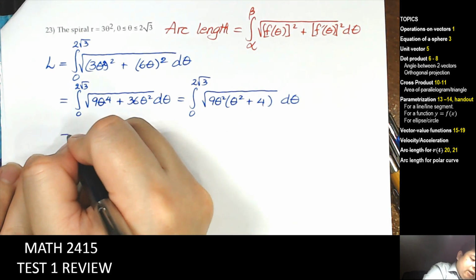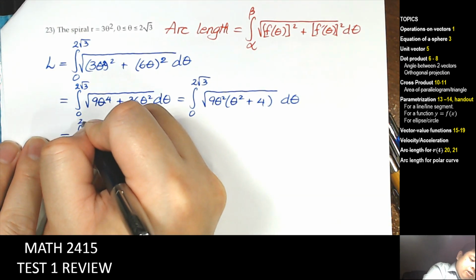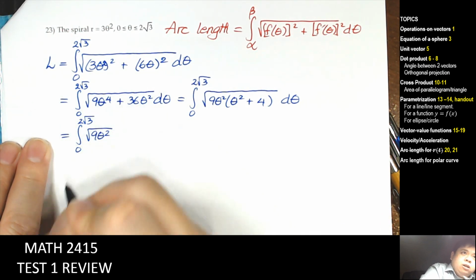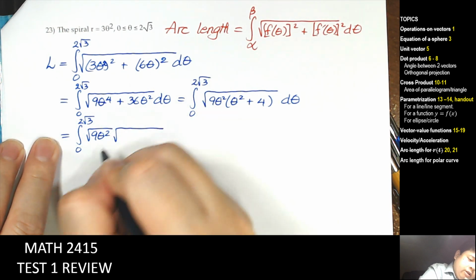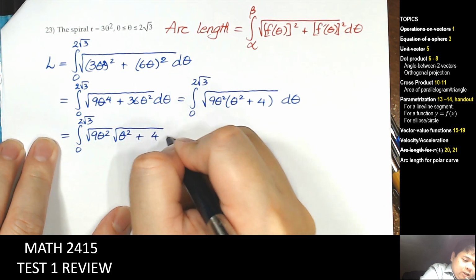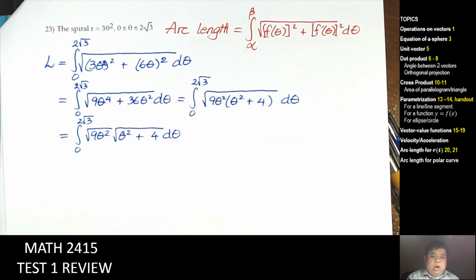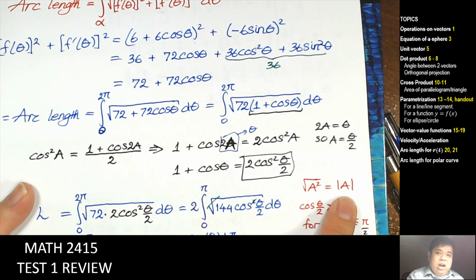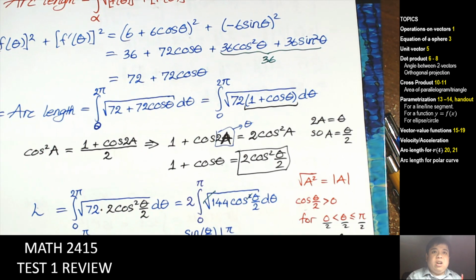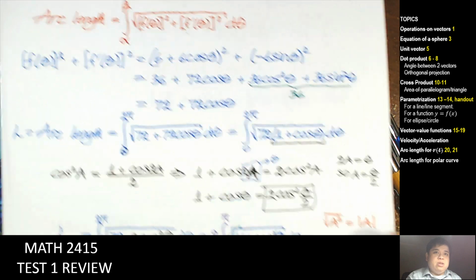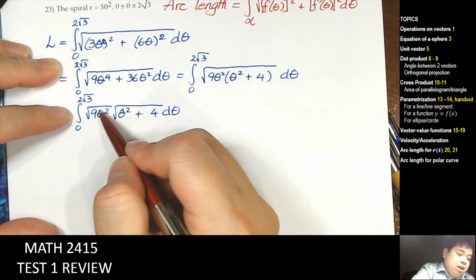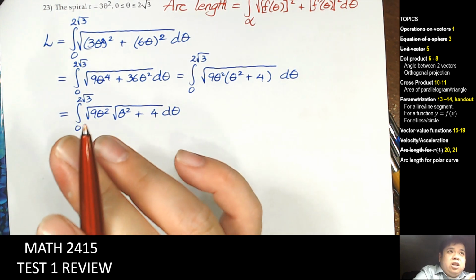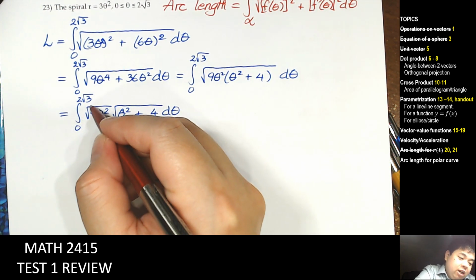Right. We have square root of 9 theta square and square root of theta square plus 4. I just split the square root. Now, remember from the last problem, the square root of a square does not cancel the square. It only gives us the absolute value. Same thing here. That does not cancel. However, since theta goes from 0 to 2 square root of 3, theta is positive. So if it's positive, it does cancel.